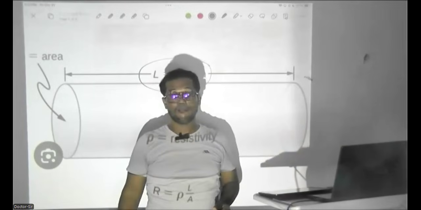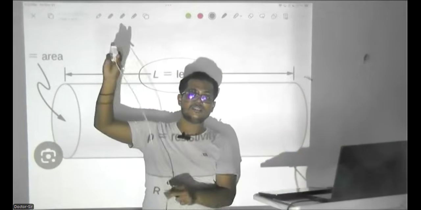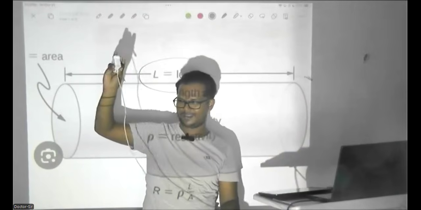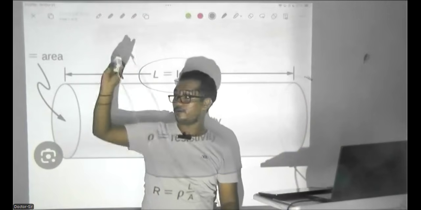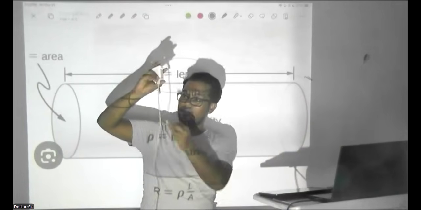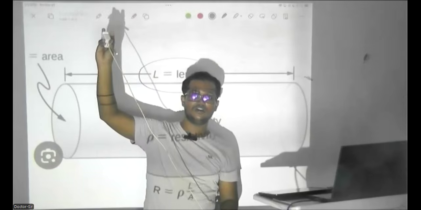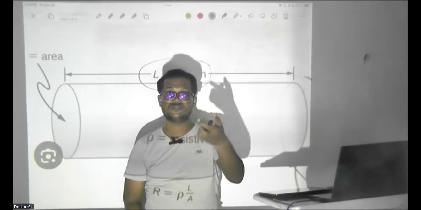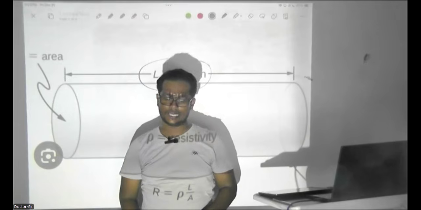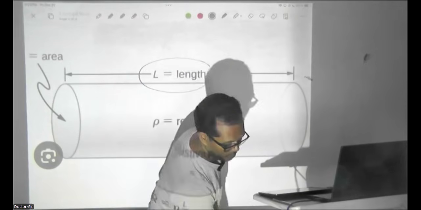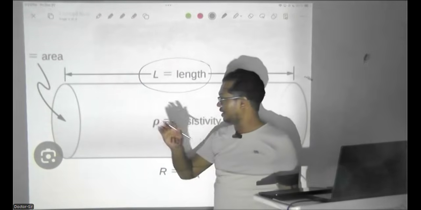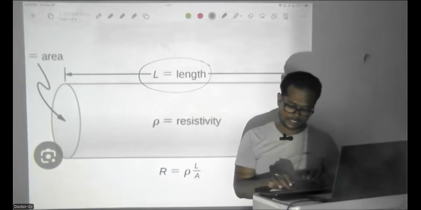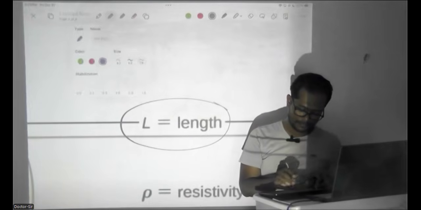Why? Because if we increase the length of this conductor, the resistance will go up. So the resistance depends on the length. So resistance, what will happen?